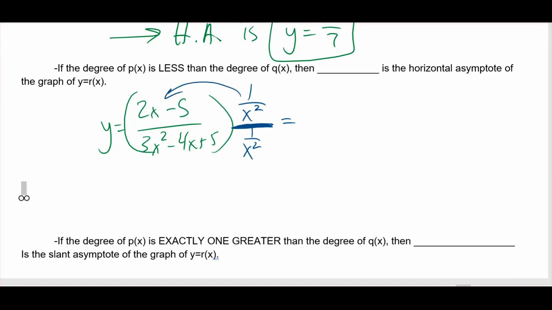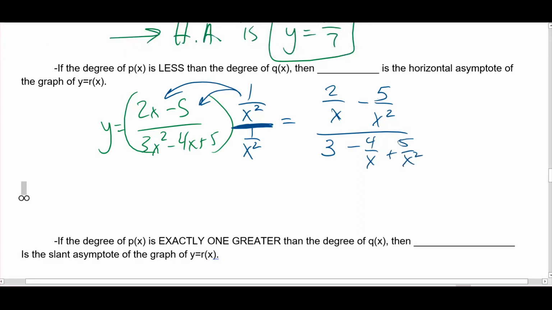If we multiplied that through, isn't the same thing going to happen? We multiply through to here and to here, we're going to get 2 over x minus 5 over x squared. In the denominator, we're going to get 3 minus 4 over x plus 5 over x squared. And now we look at all the stuff that's going to go towards 0.